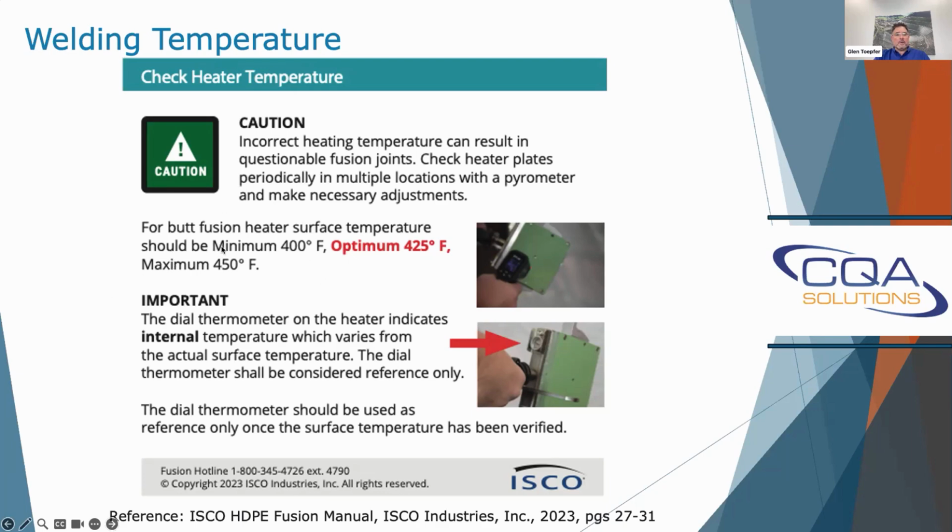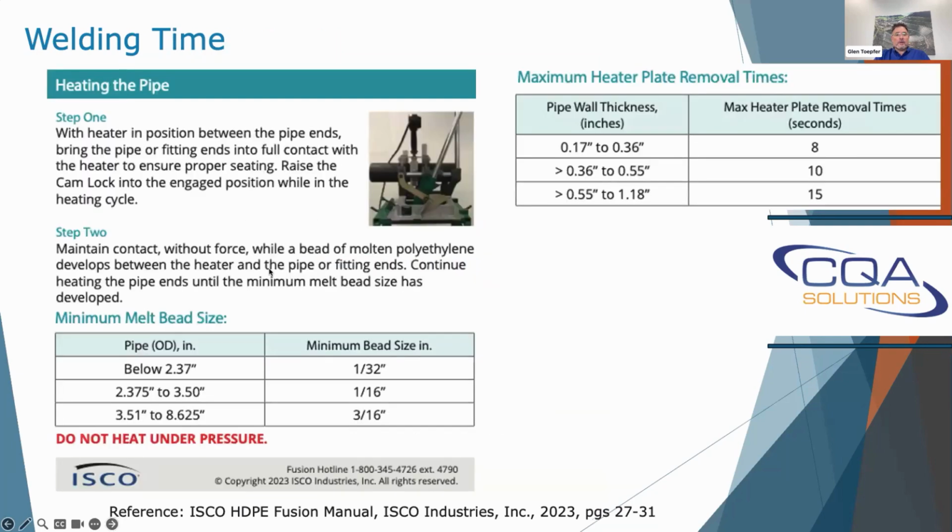And as you can see here, I forget which machine this one was, but they're all the same one for the next series of slides, they provide a minimum temperature, an optimum, and a maximum. They give you guidance on how to verify it.